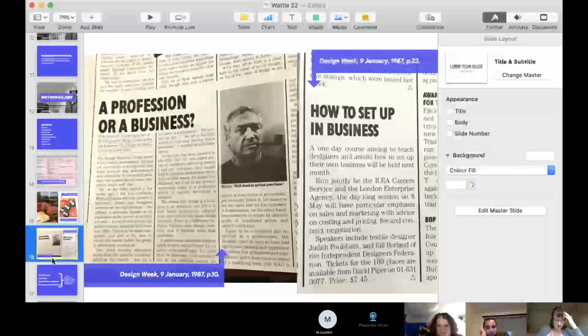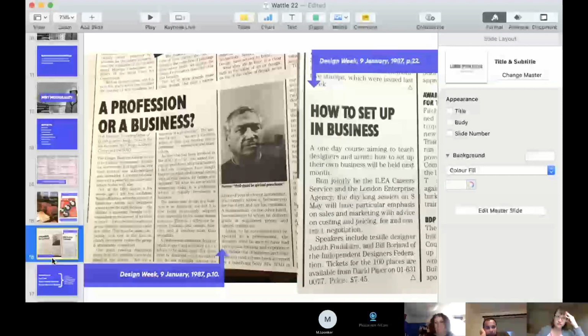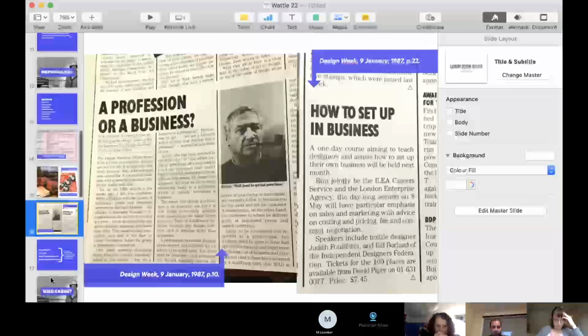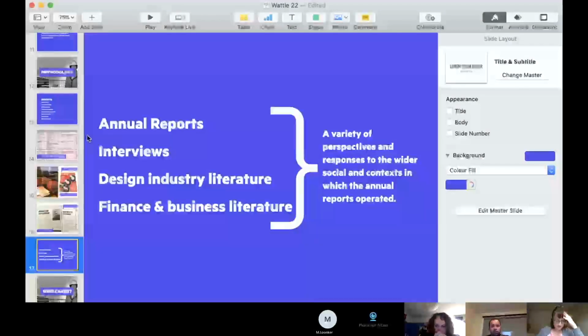I'm also looking at corporate business literature to tell me of any impact they had on the economy. So I'm very grateful that there are lots of journals and magazines out there directed at the business community at the time, and I found some articles do discuss the impact of annual reports. So in combining these sources, I'm hoping to gain a view from a variety of perspectives and responses to both design change and to the wider social context in which the annual reports operated.